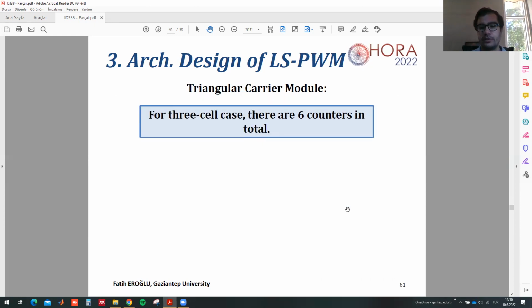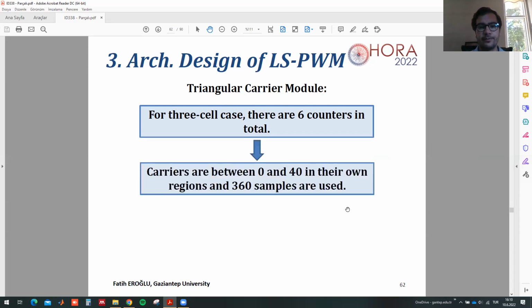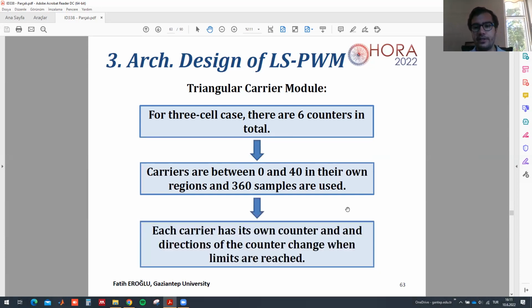For the triangular carrier module, we need different approaches, but basically there are six counters in total for the 3-cell case, as we just introduced in the level-shifted PWM carrier structures. The carriers are between 0 and 40 in their own regions, and 360 samples are used. We used counters instead of lookup tables here, different from the sinusoidal reference module. We increased or decreased these counter values when some limits are reached, depending on the type of level-shifted PWM.